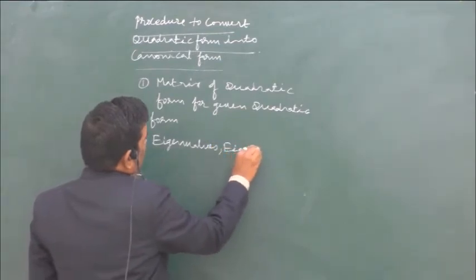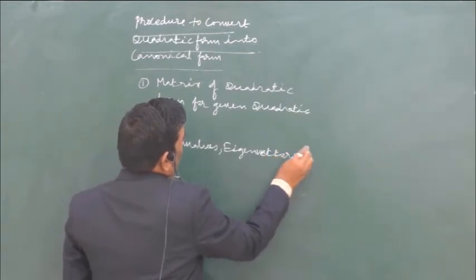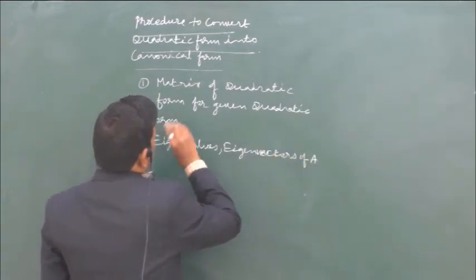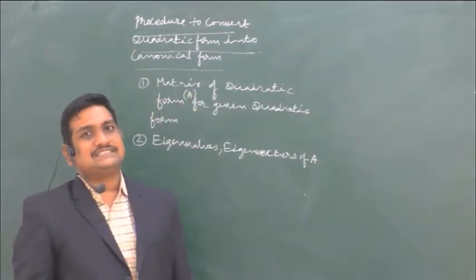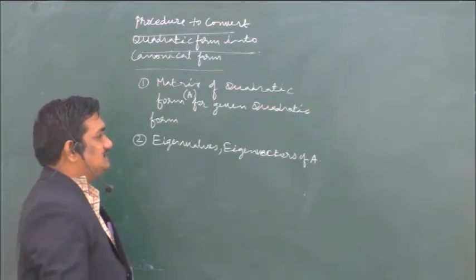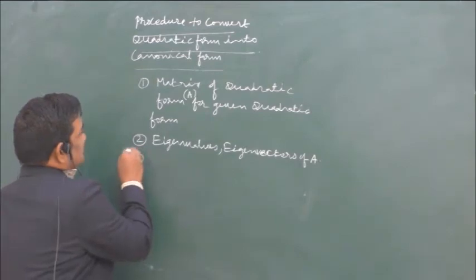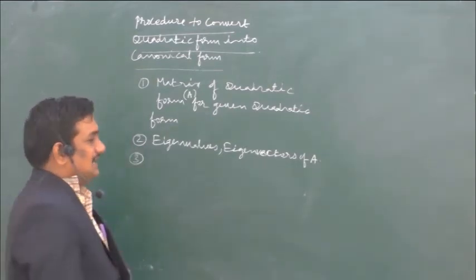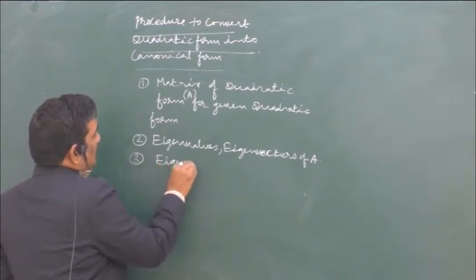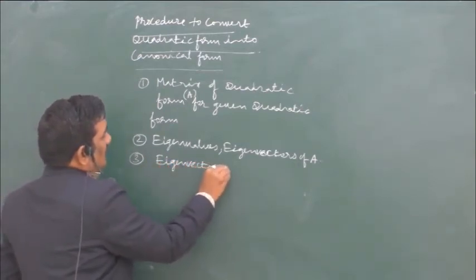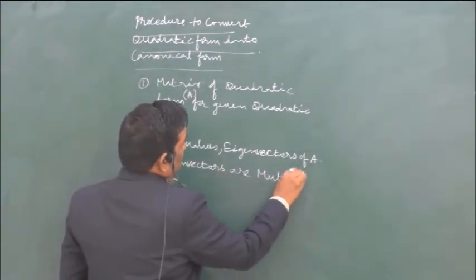Find the eigenvalues and eigenvectors of A, where A is the matrix of the quadratic form. The matrix of the quadratic form is taken as A. Let us find the eigenvalues and eigenvectors of A. An important point is to check whether all the eigenvectors are mutually orthogonal or not.